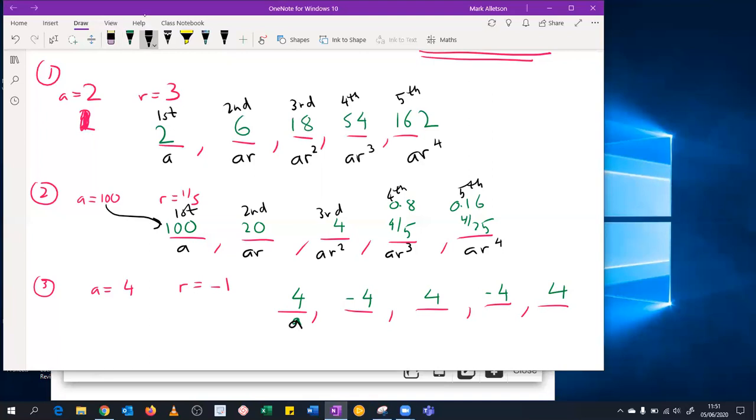So 4 times -1 is -4, so that's your AR. And then times this by another -1. -4 times -1 is +4. So this is your AR squared, etc. It's always the same. Get in the habit of knowing the general form for a geometric.